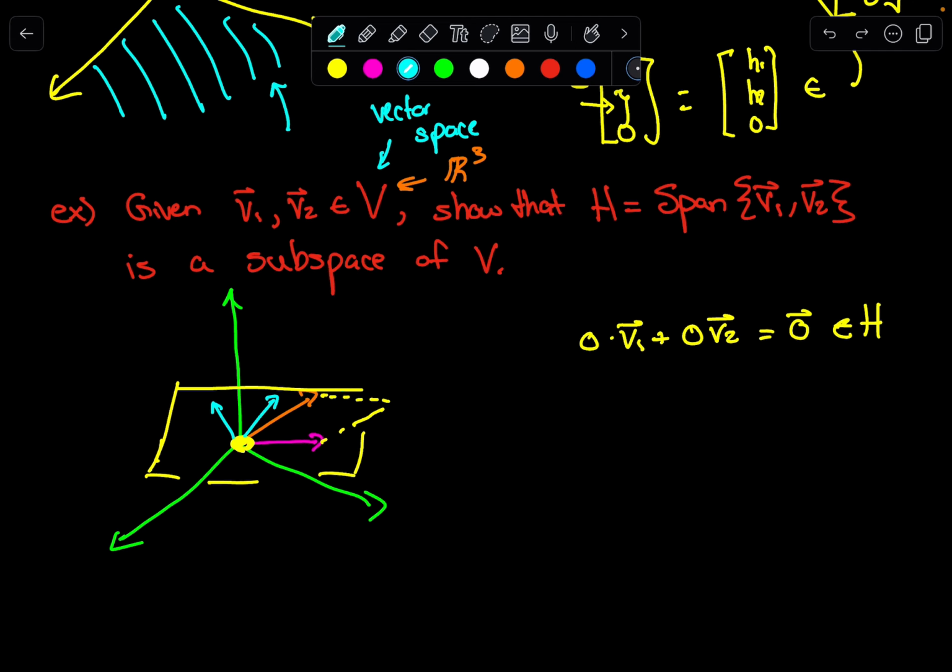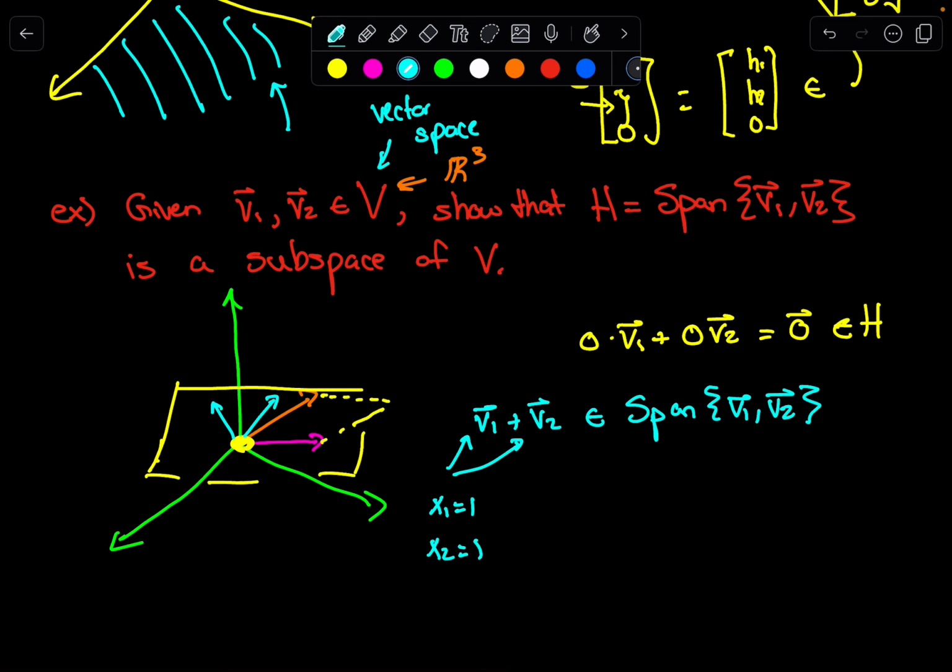So the idea is that if I take some vector v1 and I add it to some vector v2, that result is still going to be on this plane. It's in the span of v1 and v2, and this, of course, is very easy to think about algebraically, because for the coefficients, x1 is equal to 1 and x2 is equal to 1. By definition, this is definitely in the span. So we've satisfied the first criteria, and the second criteria.